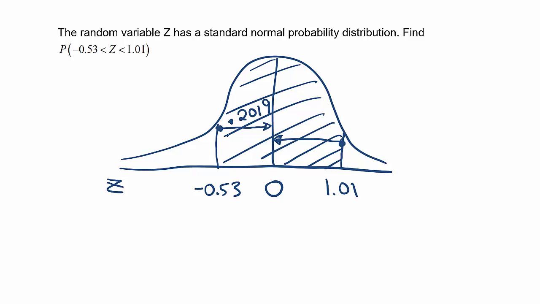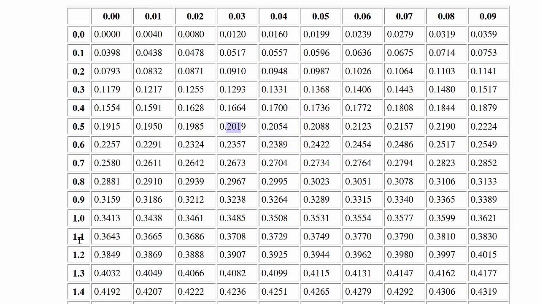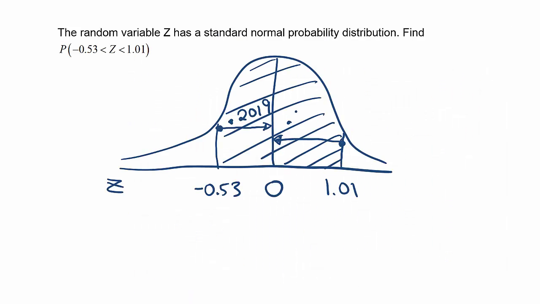All right, let's look up 1.01, see what we get there. So if you look up 1.01, here's 1.0, and then 1 would actually be here, the column that's got a 1 at the top, right? So that's 0.3438. Now, how do we get the overall area we're looking for? In this situation, when you're shading across the middle and you're shading on both sides of the middle, you have to add those two together.